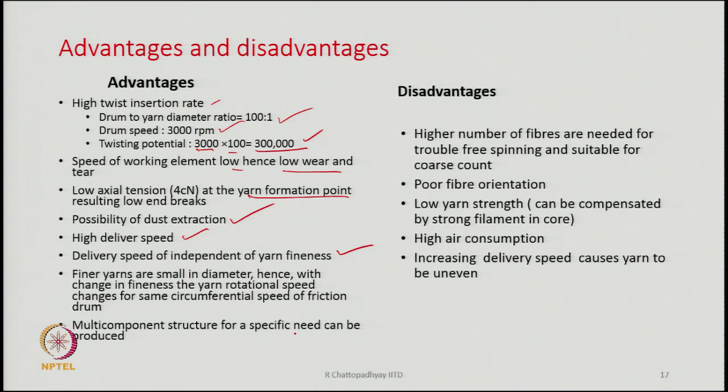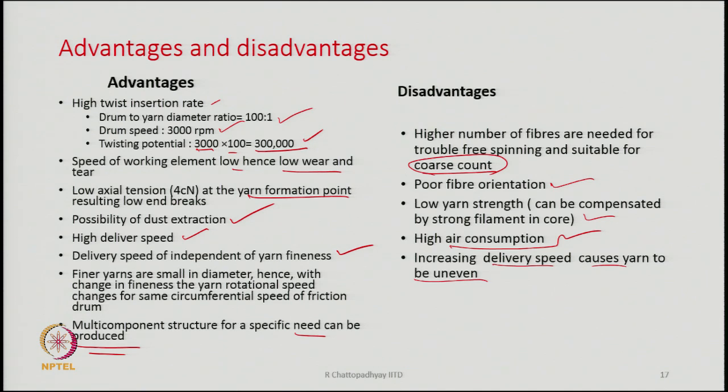Multi-component structure for specific need can be produced, that is additional advantage here. Disadvantages: high number of fibers are needed for the trouble free spinning and suitable for coarse count only. So, this technology is suitable for coarse count. Poor fiber orientation, low yarn strength, high air consumption, and increasing delivery speed causes yarn to be uneven.